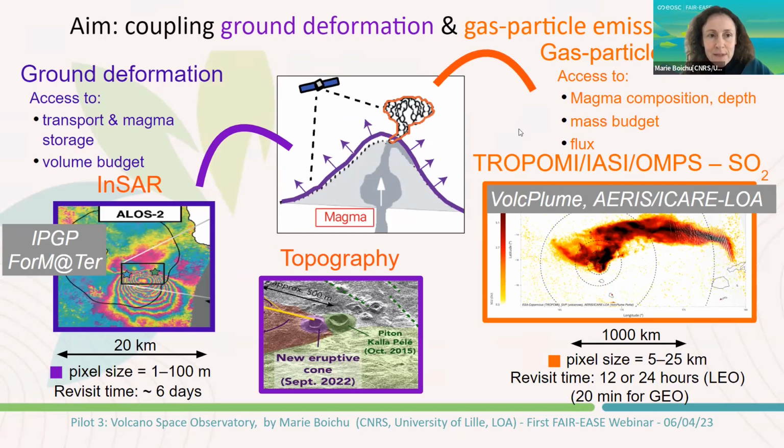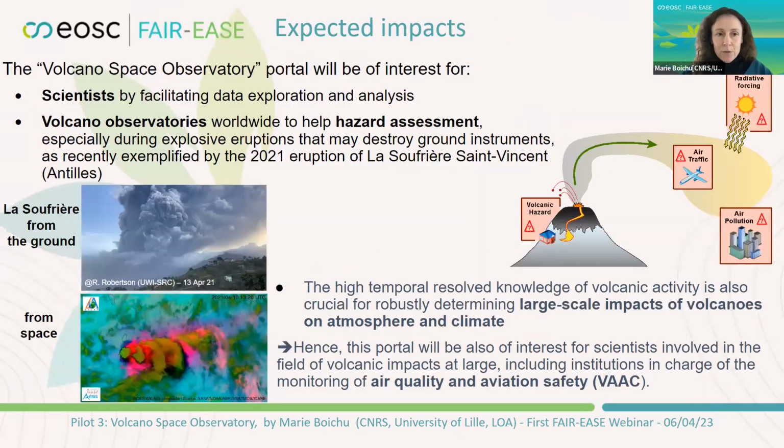So next, please. So generally, the Volcano Space Observatory portal will be of interest for scientists because it facilitates data exploration with a fast access and a joint analysis of data. And it will also be a support to help hazard assessment made by volcano observatories on the ground. And our group worked on the 2021 eruption of La Soufrière, St. Vincent in the Antilles. So in the picture from the ground here, you can see that we had a very major eruption with a very ash-rich plume.